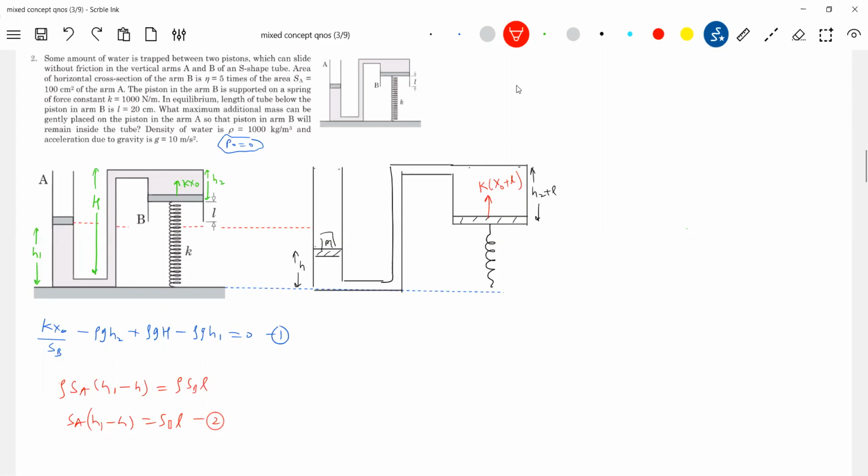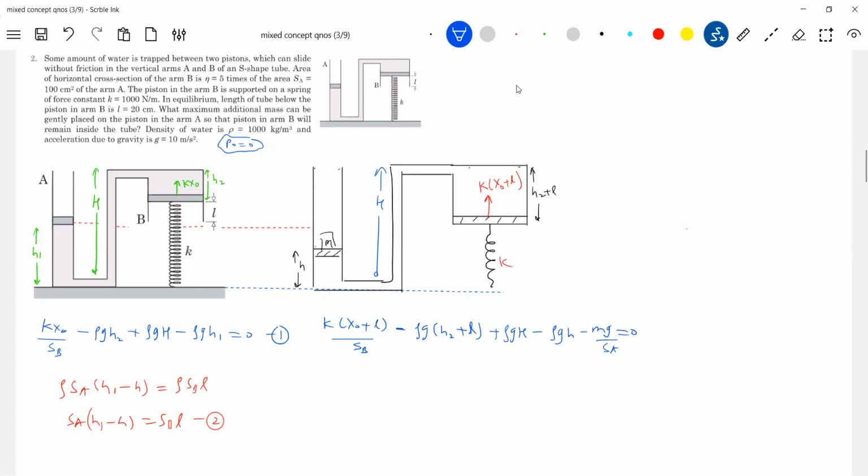Okay, fine. Next, again, come to this diagram. Can you write any manometric equation here? There's a spring constant K. So let's again write the manometric equation. K (x naught plus L) by SB, minus rho G (H2 plus L), plus rho GH, minus rho GH1, minus mg by SA equal to 0.